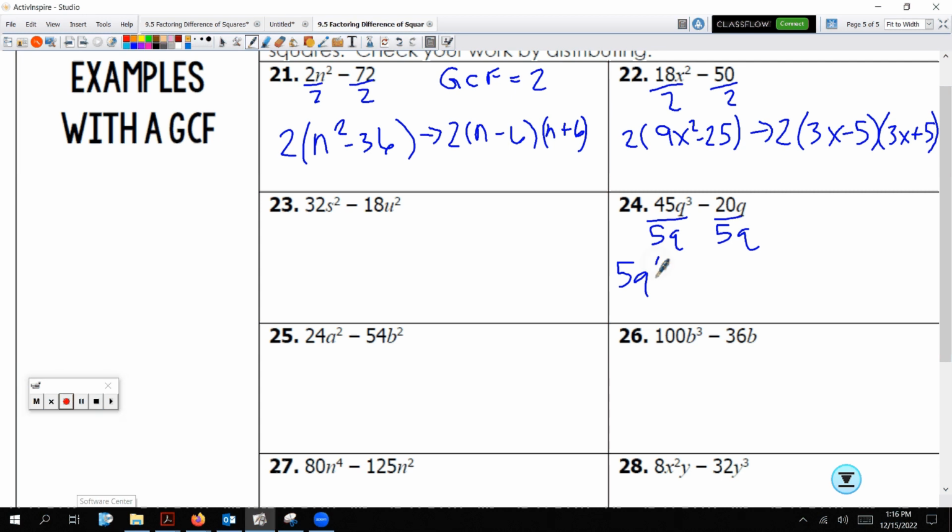And then we put in parentheses what we have left over. 9q squared minus 4. 9 and 4 are both perfect squares. Now I have my q to the second power, and I'm like, all right, I can continue factoring. 5q, parentheses, 3q minus 2, and 3q plus 2. Because the square root of 9q squared is 3q, and the square root of 4 is 2.